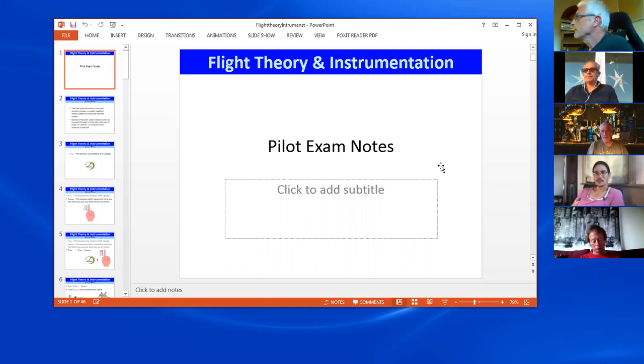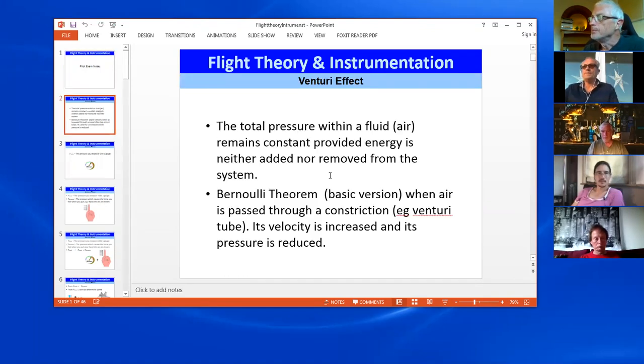Anyway, we have to look at how a wing creates lift, including the relevance of the Venturi tube and Bernoulli's theorem. Some of this you need to know. Essentially, the overriding principle is that total pressure within a fluid remains constant, provided energy is neither added nor removed from the system. So if you have an enclosed system, the total pressure remains the same.